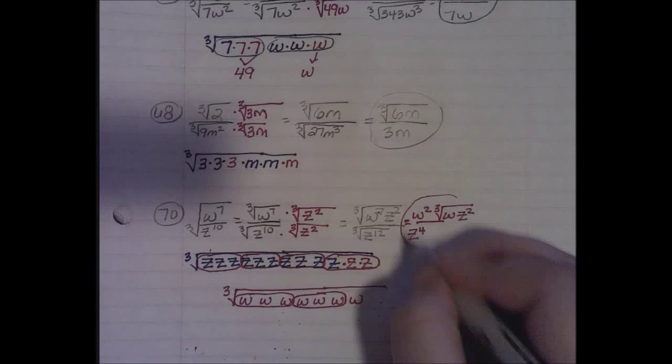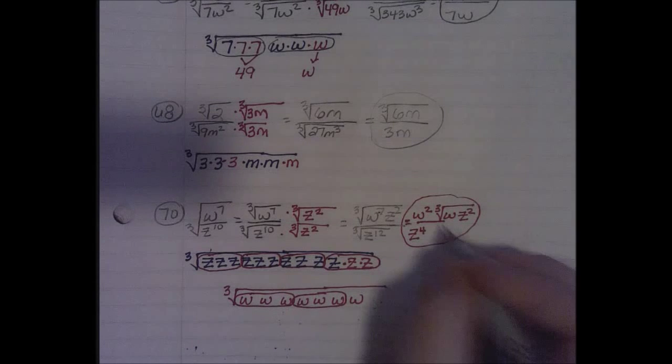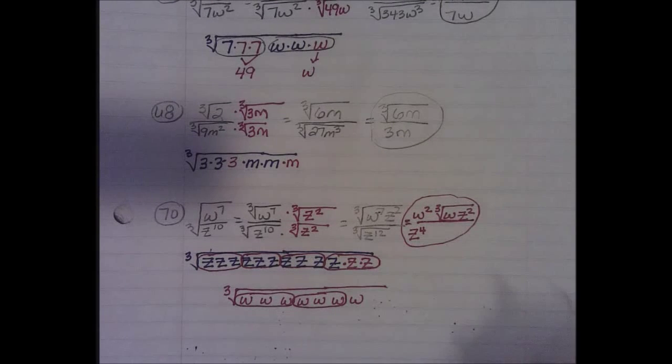So we are now done. We have simplified everything that can be simplified, so we are left with w squared times the cubed root of wz squared, and that is over z to the 4th.